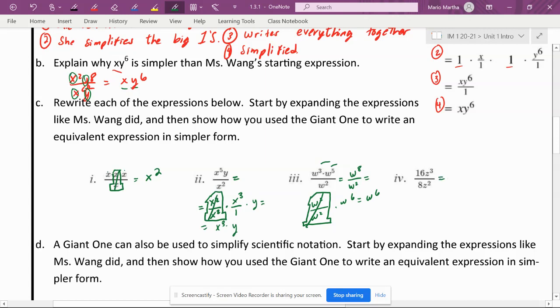And then on number 4, if you notice, we have 16 divided by 8. So we can divide that for sure, times z squared over z squared times z to the 1st over 1. So 16 divided by 8, that's 2. This is our giant 1 right here. And then times z to the 1st. So our answer is just 2 times z to the 1st power.